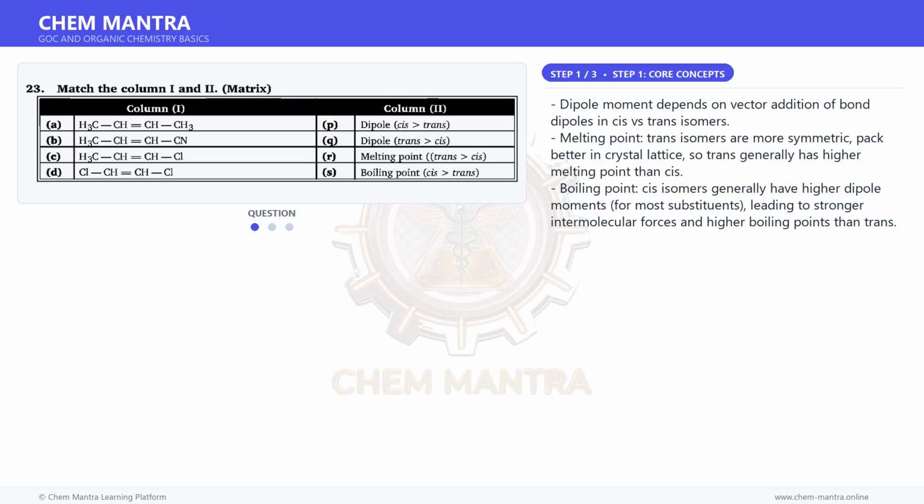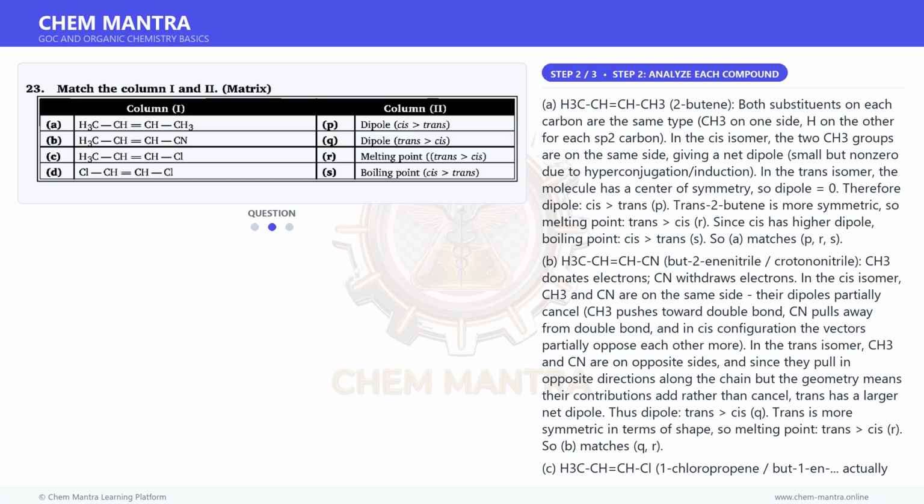Dipole moment depends on vector addition of bond dipoles in cis versus trans isomers. Melting point: trans isomers are more symmetric and pack better in the crystal lattice, so trans generally has a higher melting point than cis. Boiling point: cis isomers generally have higher dipole moments for most substituents, leading to stronger intermolecular forces and higher boiling points than trans. Moving on to the next step.